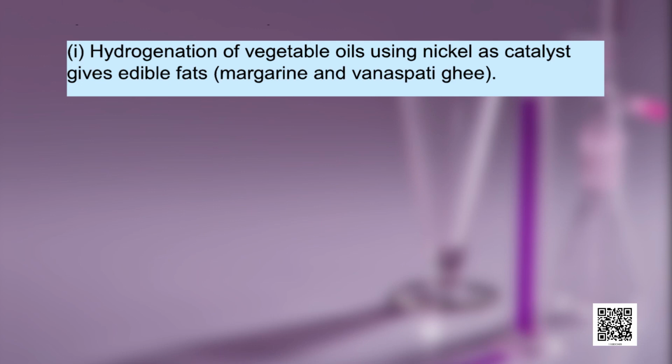Reactions with organic compounds: it reacts with many organic compounds in the presence of catalysts to give useful hydrogenated products of commercial importance. For example, hydrogenation of vegetable oils using nickel as a catalyst gives us edible fats, that is margarine and vanaspati ghee.